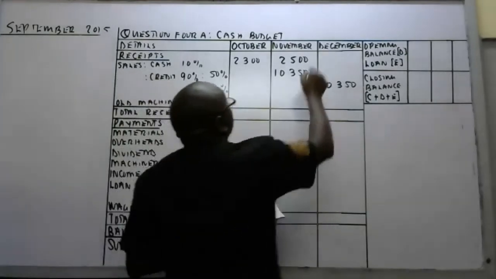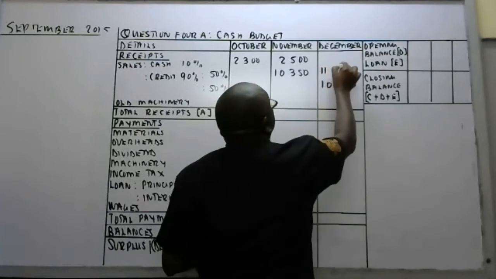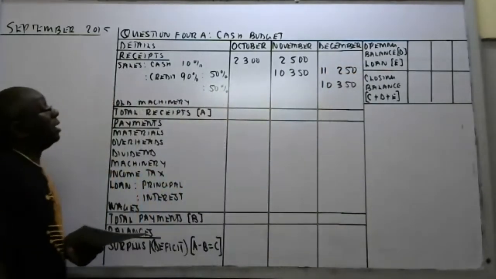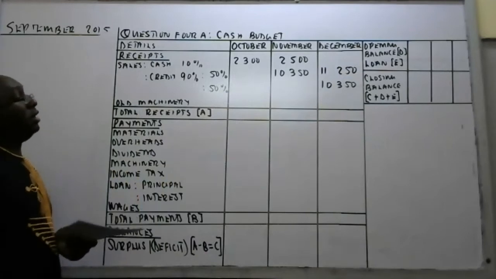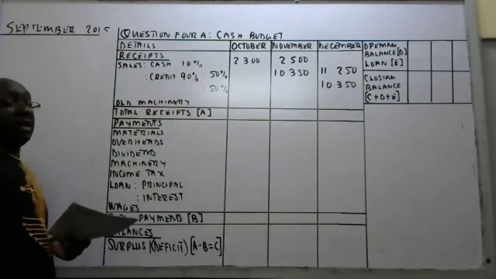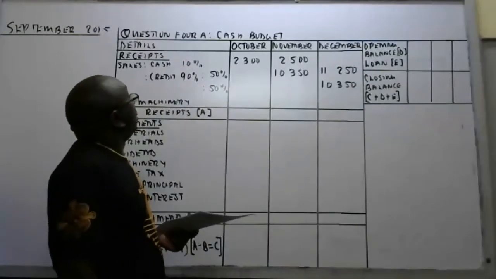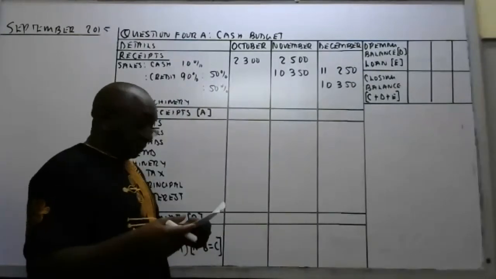You get 11,250. So that one will be paid in December. The other half should be paid in January. Our budget does not go there. All right, let's go to December.